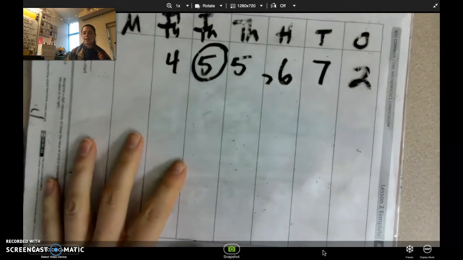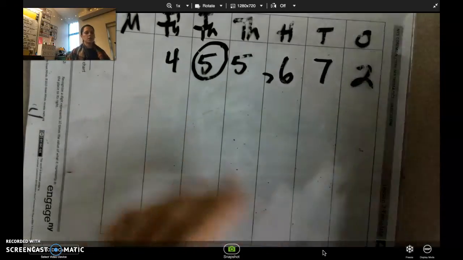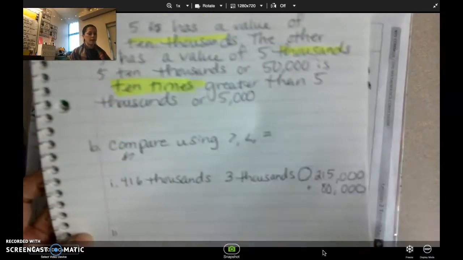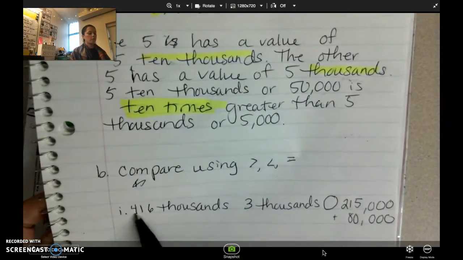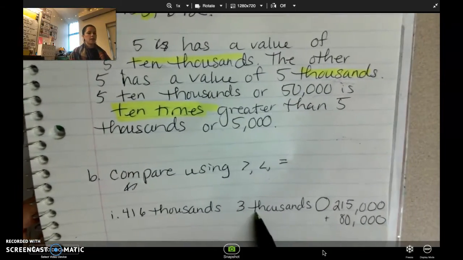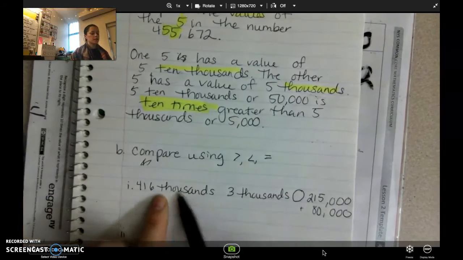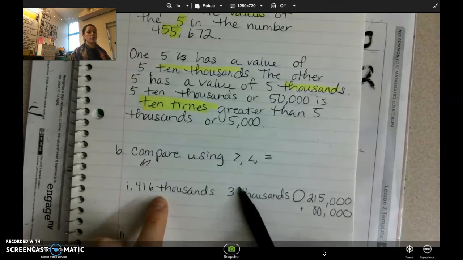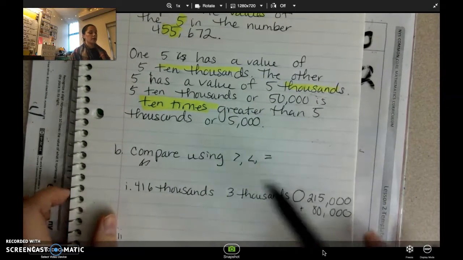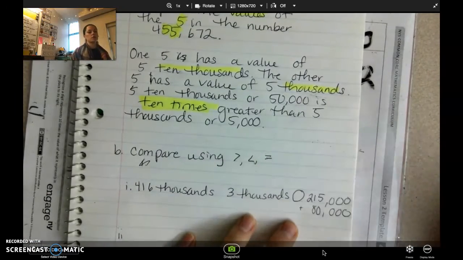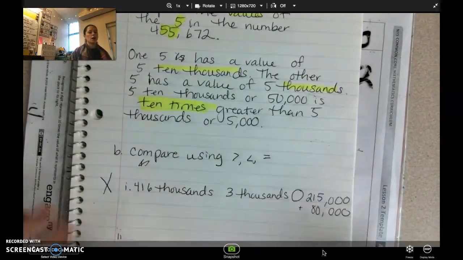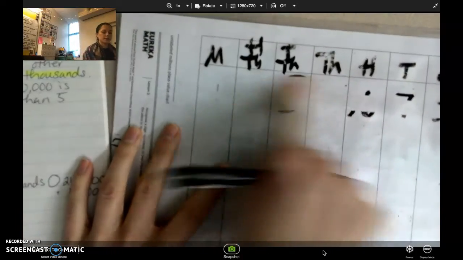All right. The next step to your problems is compare using greater than, less than, or equal to. And you'll have problems that look kind of like this. Just like in your test, these must be put in standard form before comparing. If you just compare them and just add a greater than, less than, or equal to, it's going to be marked wrong until you add that standard form. So let's practice that together.